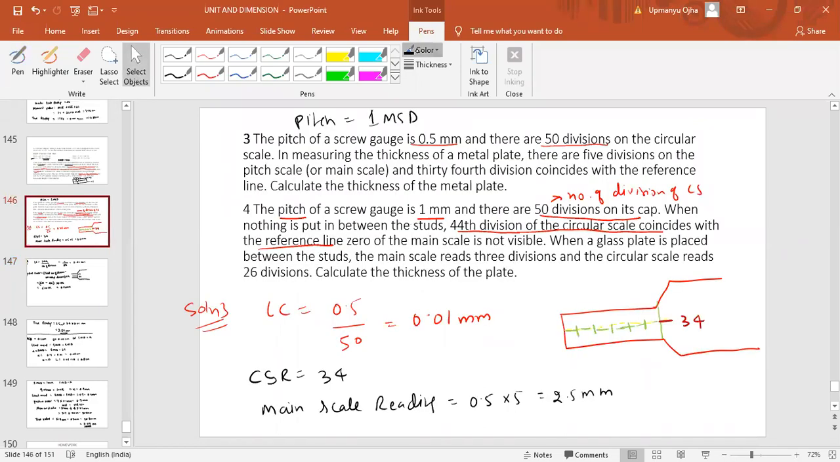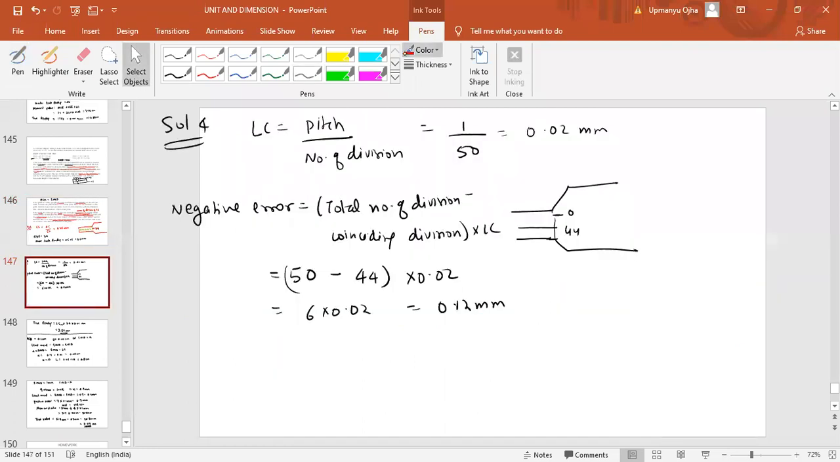Now, next what we have to find, when a glass plate is placed between the studs, the main scale reads 3 divisions. That is important. Main scale reads 3 divisions. Now what is the main scale reading now? That would be equal to 3 into pitch. Now pitch is how much? 1 millimeter, which means main scale reading will come as 3 millimeter.